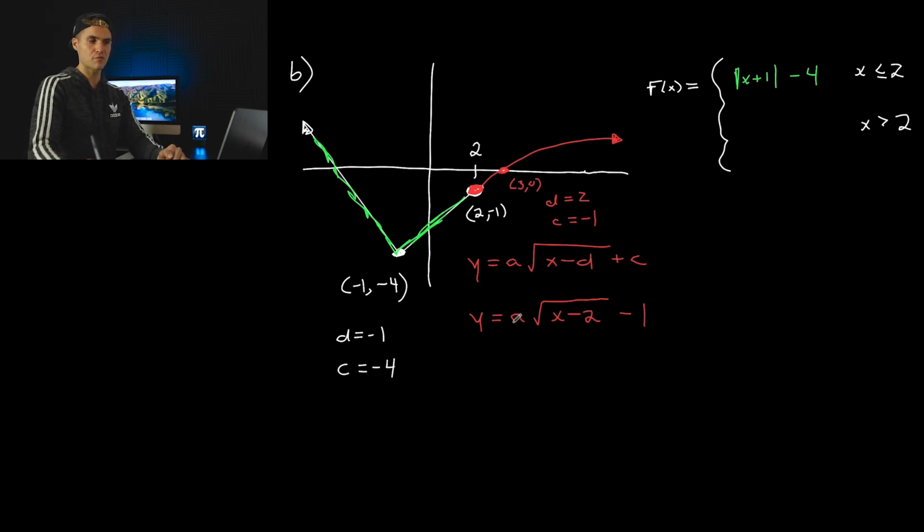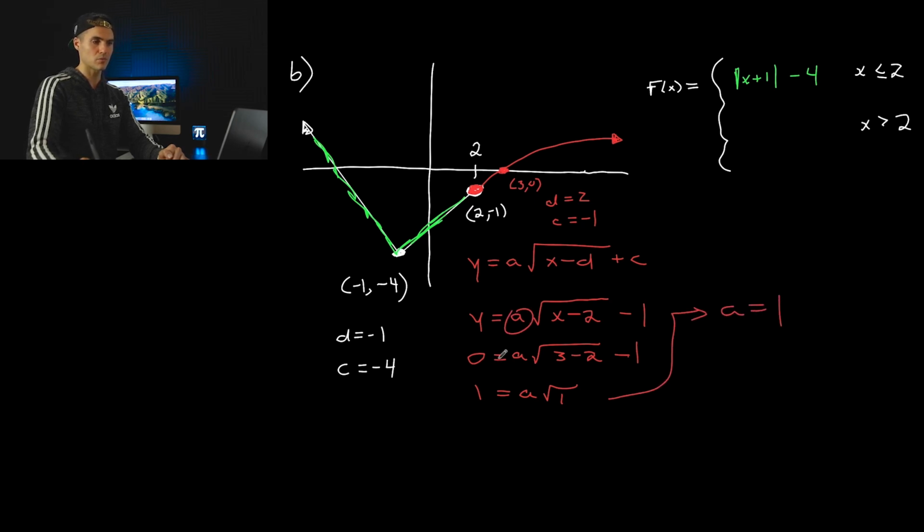And then how are we going to solve for this a value? Well, notice we're given another point here, this x-intercept. It's going through 3 and 0. So we could plug in 3 and 0 for x and y and solve for that a value. 3 minus 2 minus 1. Bring the minus 1 over, so we'll have 1. So notice we're actually going to get an a value of 1 here as well. Square root of 1 is just 1, times a is a. So the a value is 1.